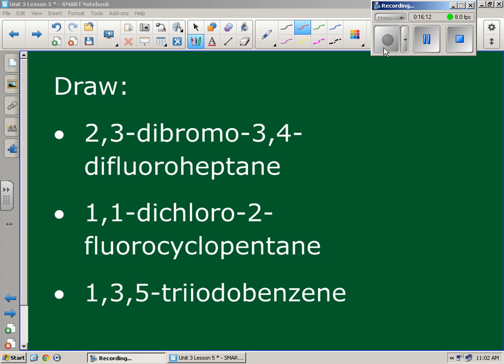Well, let's draw these here. 2,3-dibromo-3,4-difluoroheptane.